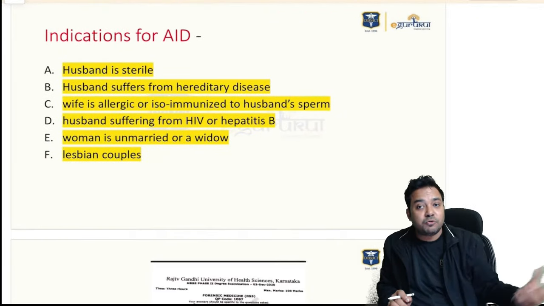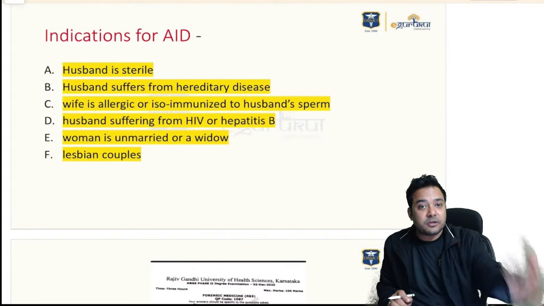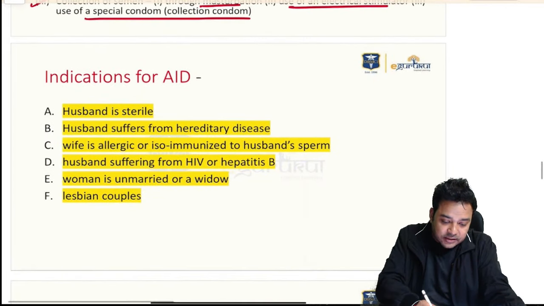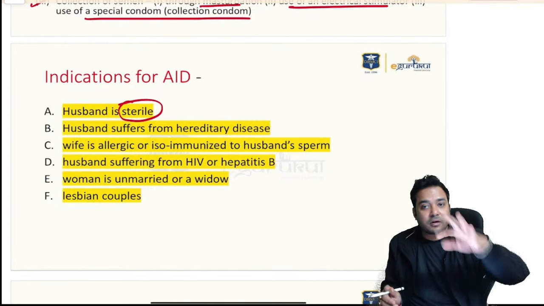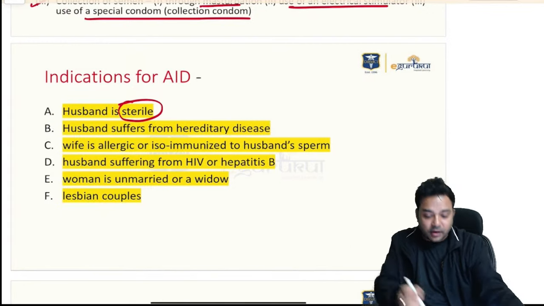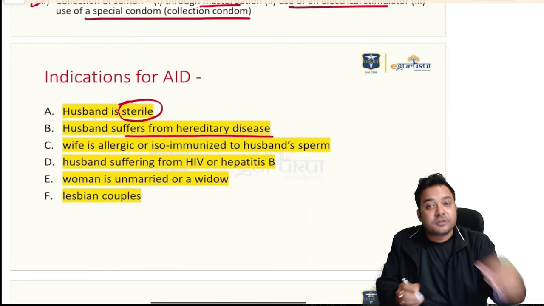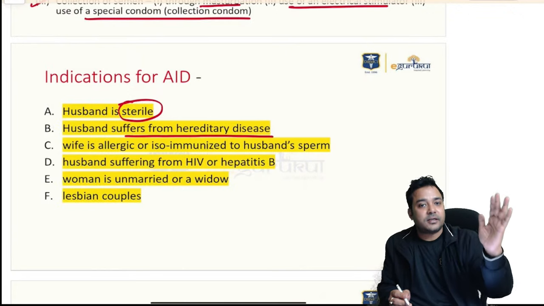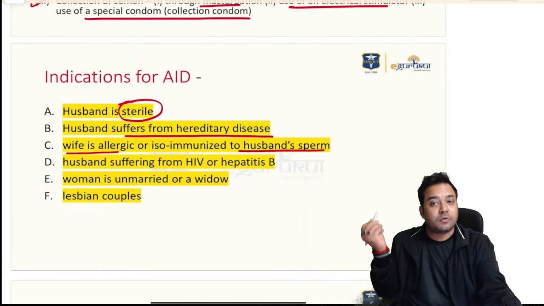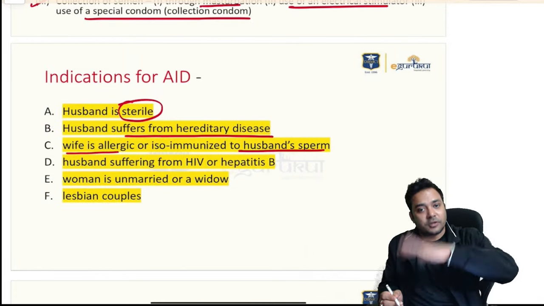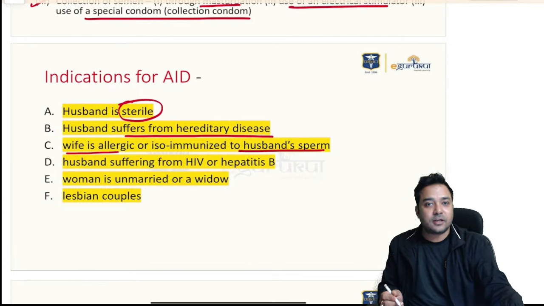When will donor semen be used? When will donor semen be used? If the husband is sterile, then only. If the husband is not sterile, we will not use AID. Husband is suffering from some hereditary or genetic disease, there it is an indication. The wife is allergic to husband's spermatozoa. This also happens. In such cases, yes, AID is allowed.